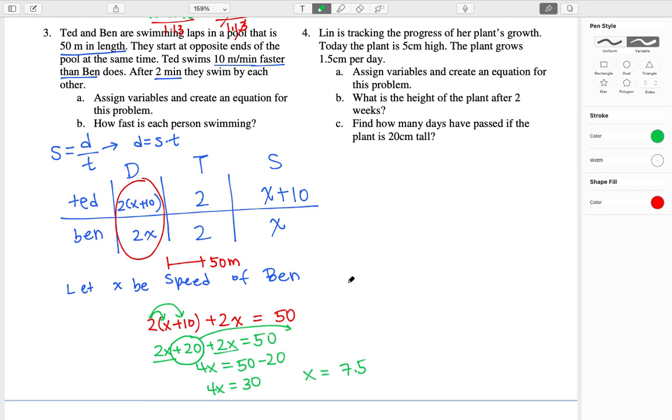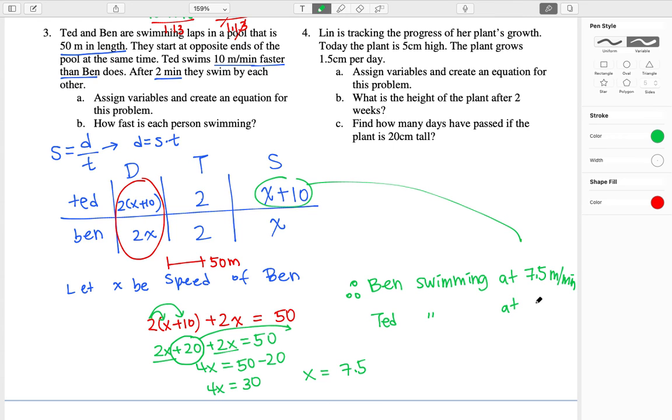So what does that mean? Therefore, Ben is swimming at 7.5 meters per minute. And then for Ted, we will have to plug 7.5 into X over here. It's going to be 17.5 meters per minute.